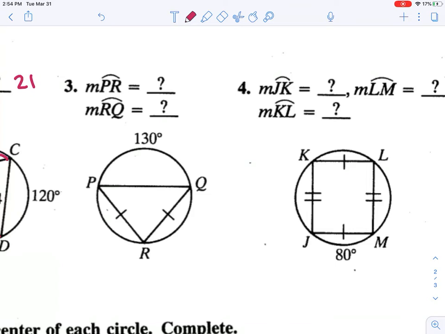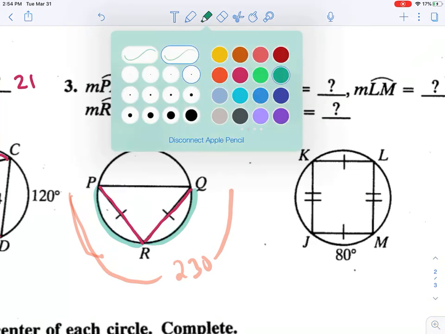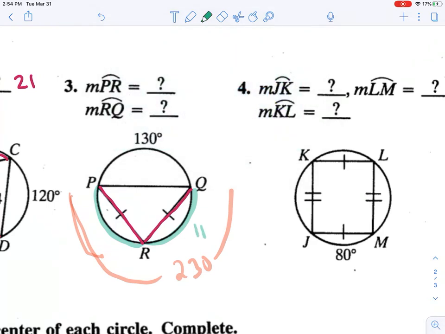Let's see. I've got congruent chords right here. That means these two arcs have to be congruent. That one's 130. 360 minus 130 means that the whole thing, all the way from here to here, whoa, is 230. So each of those mint green ones must be half of it, 115. So PR, 115 degrees. RQ, 115 degrees.